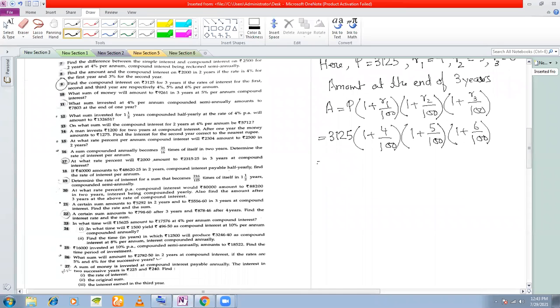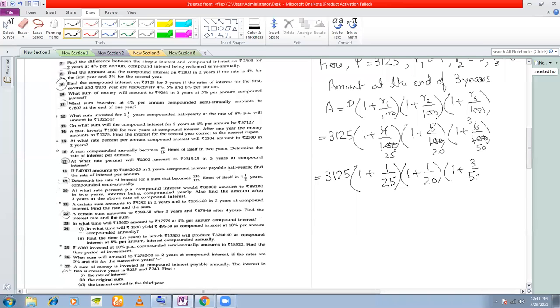Okay. Now you can cancel here. 4 will cancel with this 25 times. 5 will cancel 20 times. And you can cancel here with 2. 2 and 50. So what you get here is 3,125 into 1 plus 1 by 25, 1 plus 1 by 20, and you get 1 plus 3 by 50.